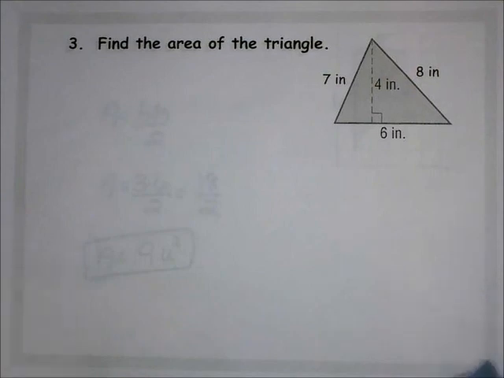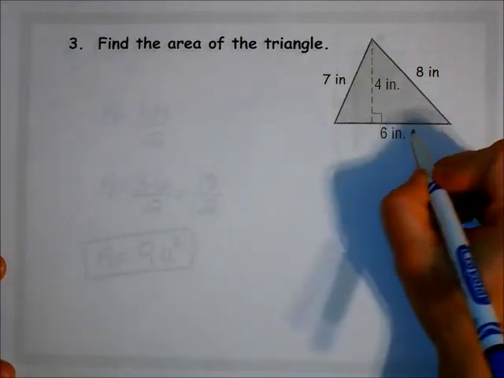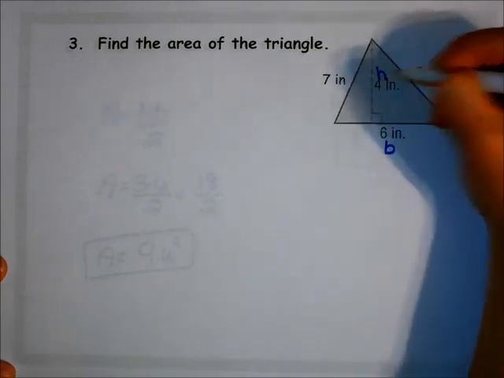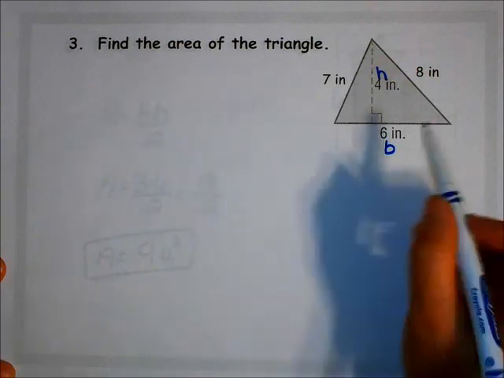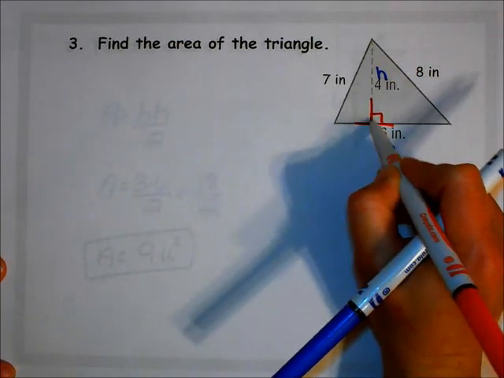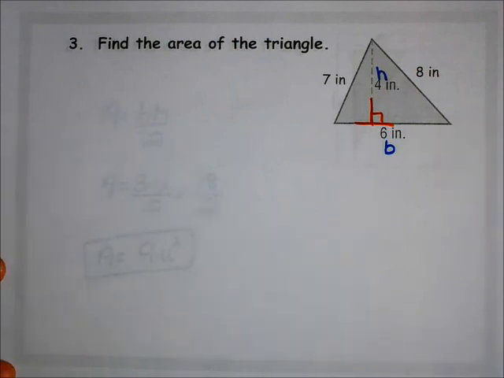Let's look at number 3. It says find the area of the triangle. Please sketch the picture of this triangle into your journal and label the base and the height. Okay, you should have labeled the base as 6 and the height where it's standing up tall and straight as 4, because here's my right angle, and remember my base and height always meet at that right angle.